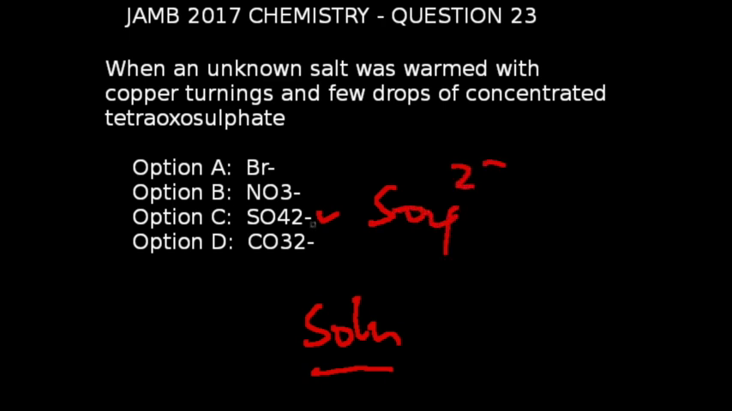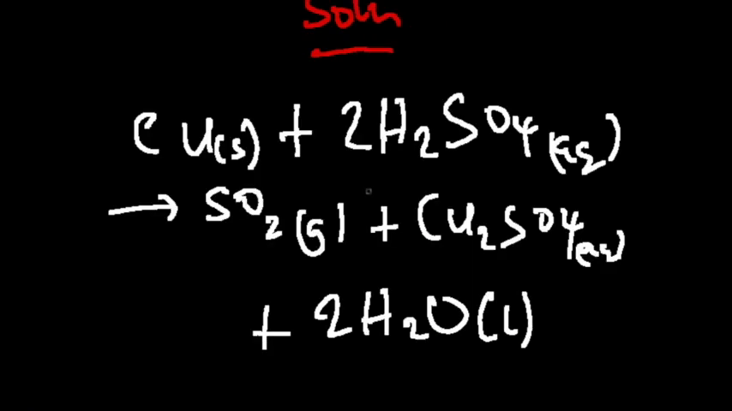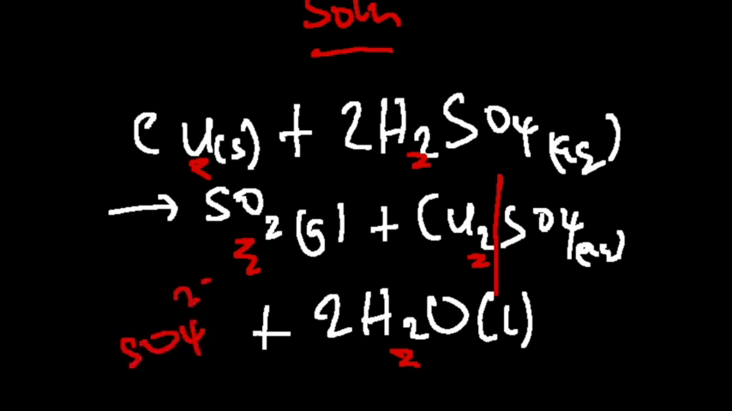SO4 2- ions. So we can see that in this reaction, when we react copper with concentrated tetraoxosulphate 6 acid, we're going to be having SO2, CuSO4, and water. And so when we dissociate this, we're simply going to be having copper ions and SO4 2- ions.